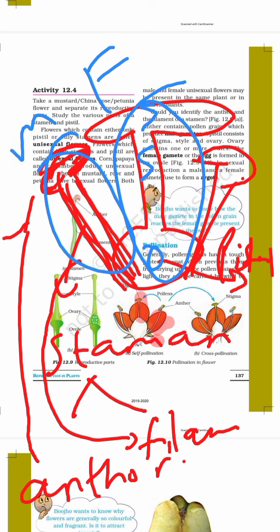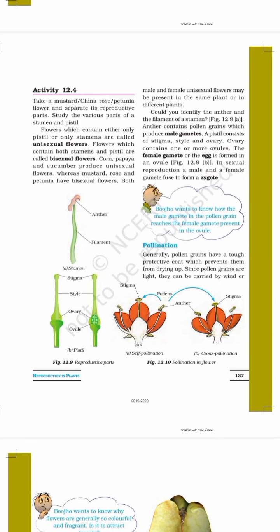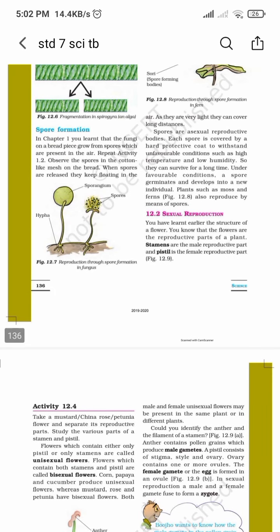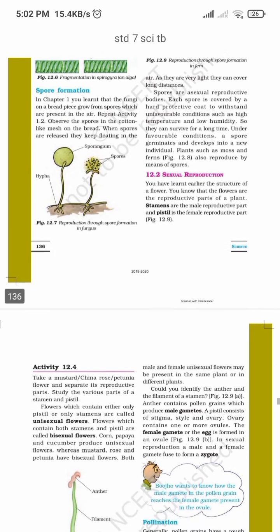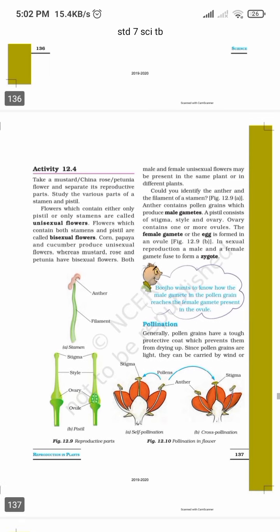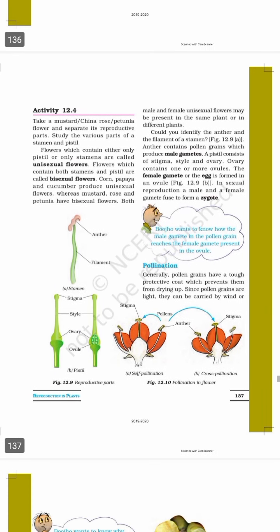If only stamen is present, then that flower is a male flower. If only the female part, that is only pistil, is present, it is called a female flower. Or if both are there, it is called a bisexual flower. Okay, so you are now familiar with 2 things. Stamen is the male reproductive part and carpel or pistil is the female reproductive part. If both are there, bisexual. If only one is there, unisexual.